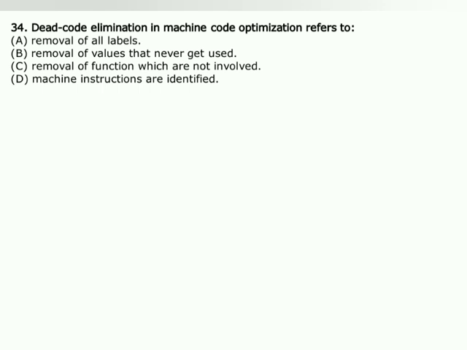Dead code elimination in machine code optimization refers to... Dead code elimination is a compiler optimization technique which is used to remove code which doesn't affect the program result. That means removal of values that never get used. So here we are removing dead code from the program, which is never used, so that we can run the program in less time and with less space complexity. So option B is the correct answer, that is removal of values that never get used.